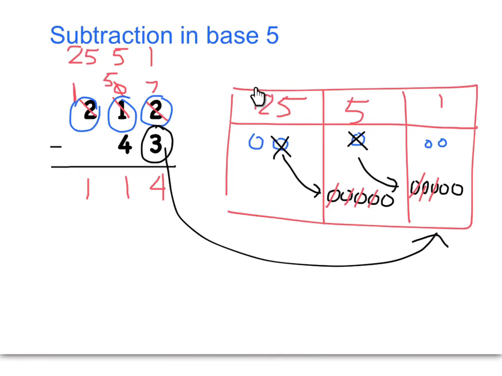Now in our 25 place value, we have 1 more group of 25. So that's what happens here. We just cross this off just like we did here. And 1 take away nothing is 1. So we have 1 group of 25 left.